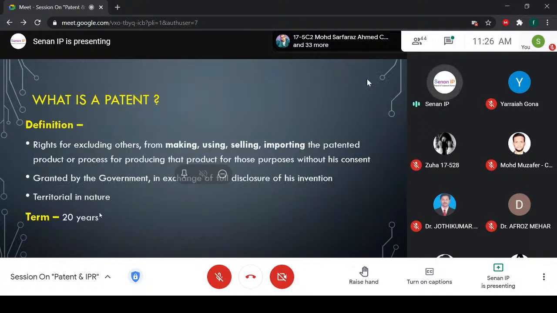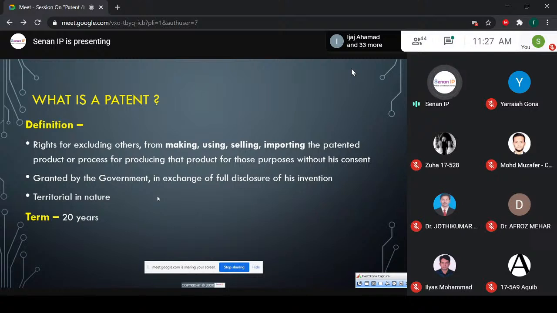So ultimately, what is a patent? This is the most widely used intellectual property right over the world. Lots of applications are filed for patents. So what is a patent? A patent is an exclusive right for preventing others from manufacturing, using, selling, or importing the patented product or process in a particular territory. Who provides the patent right? The government, the patent office of India, provides the right for a patentee over a period of 10 years.